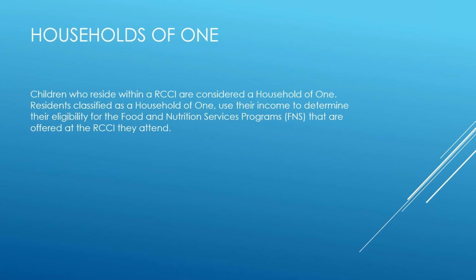Households of one are children who reside within an RCCI, and they're considered a household of one. Residents classified as a household of one use their income to determine their eligibility for the food and nutrition service programs that are offered at the RCCI they attend.